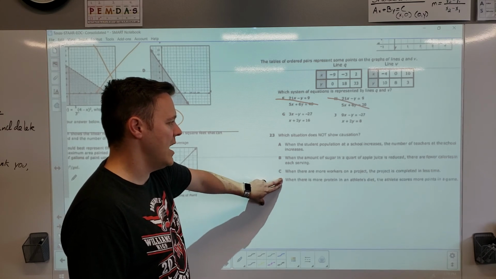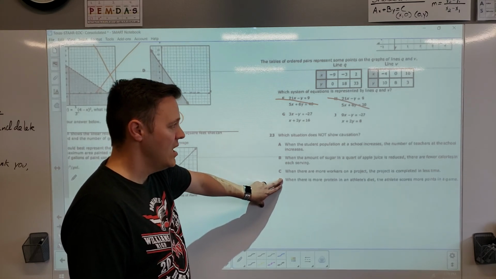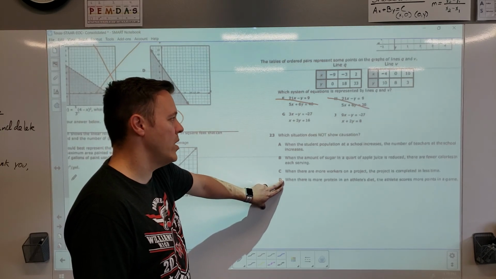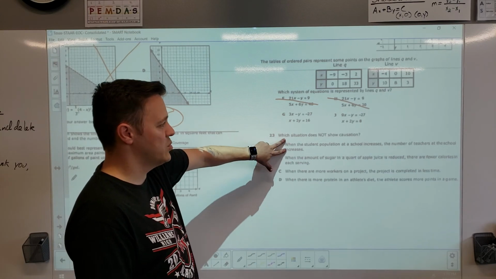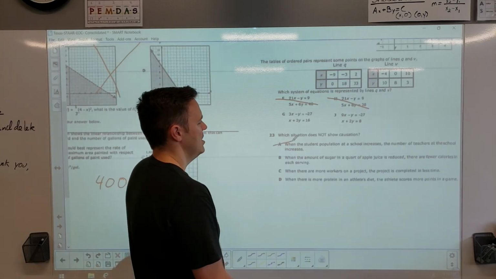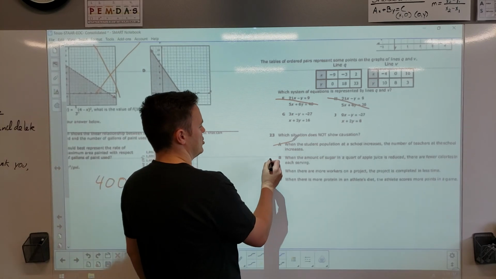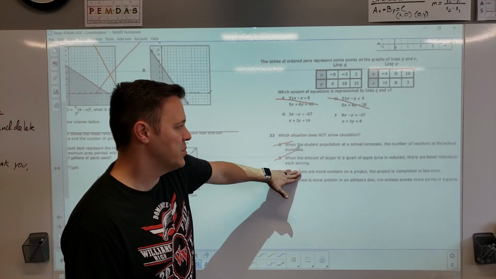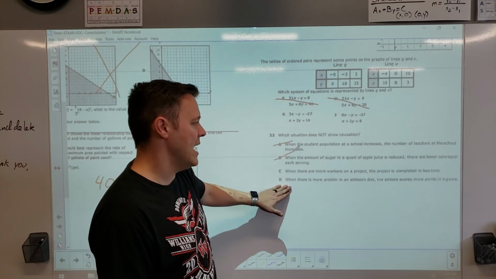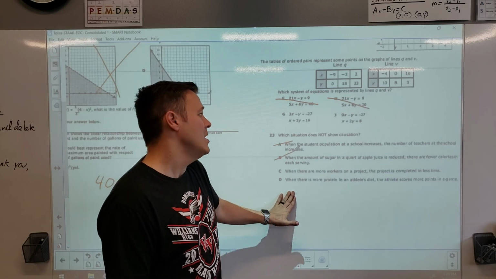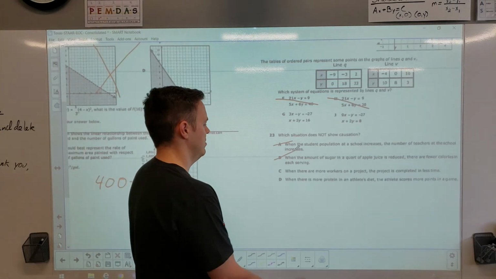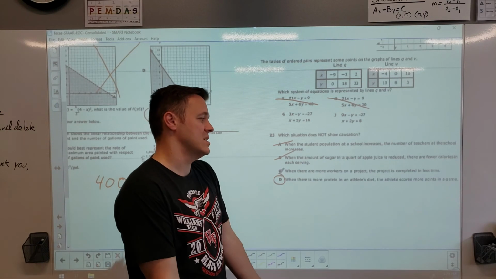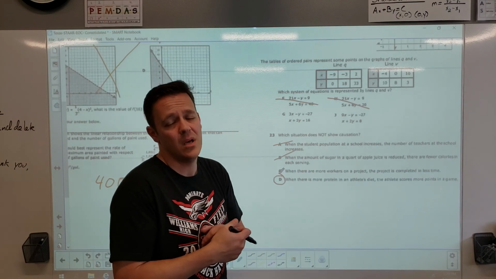When there is more protein in the athlete's diet, the athlete scores more points in a game. Well, ladies and gentlemen, this would be true, so that does show causation. This would be true because usually if you take out the sugar, you would have reduced calories. With more workers on a project, it's completed in less time. When there's more protein in the athlete's diet, the athlete scores more points in the game. Which one of these does not show causation? It's D, because that's weird and stupid. I can eat as much protein as I want, but is that going to make me score more points in the game? No, it's not.